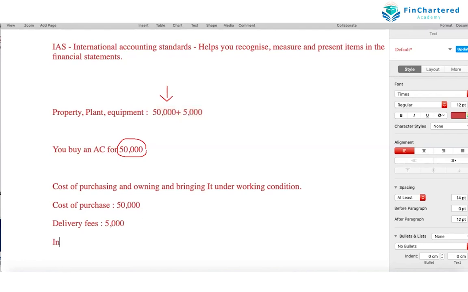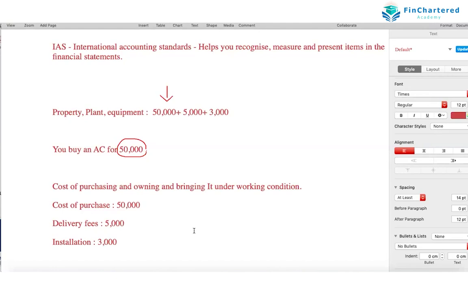What about installation? Without installing the AC, can you use it? Can you bring it into working condition? No. So suppose you paid installation, you will also include that in the value of the asset. Only Satakshi has said no. Others, can we use the AC without installing it? We just kept it outside.